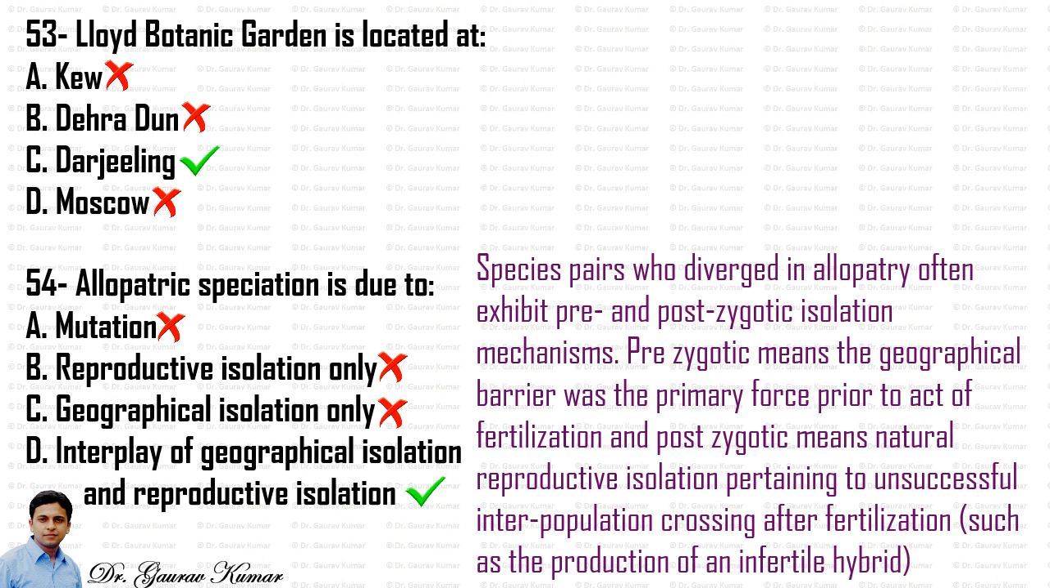The pre-zygotic means the geographical barrier was the primary force prior to the act of fertilization, and post-zygotic means natural reproductive isolation pertaining to unsuccessful interpopulation crossing after fertilization, such as the production of an infertile hybrid. So geographical isolation ultimately leads to reproductive isolation. So if such an option is asked, then you should always prefer this option, that is interplay of geographical isolation and reproductive isolation, over the geographical isolation only.